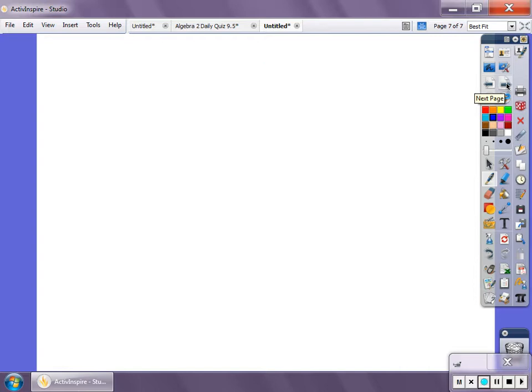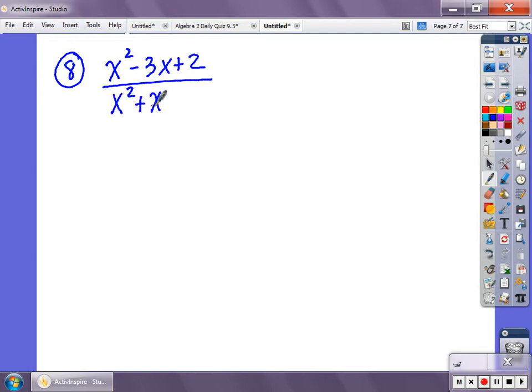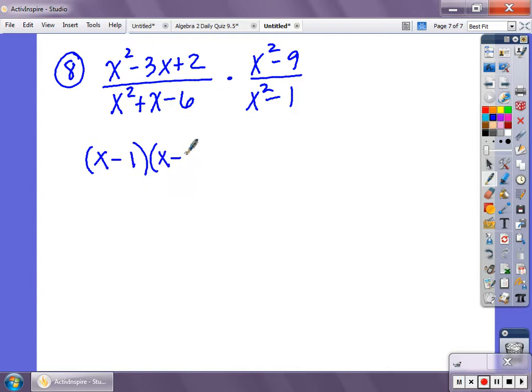For number 8, we're given x squared minus 3x plus 2 over x squared plus x minus 6 times x squared minus 9 over x squared minus 1. Here we're thinking of factors of positive 2 that add up to negative 3. It's going to be negative 1 and negative 2. Negative 1 times negative 2 is positive 2. Negative 1 plus negative 2 is negative 3.